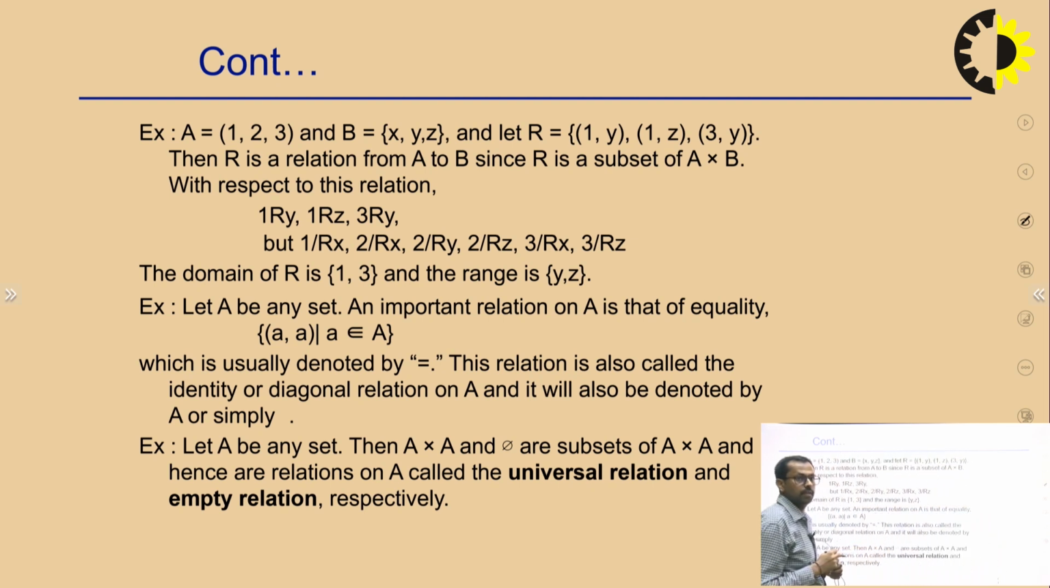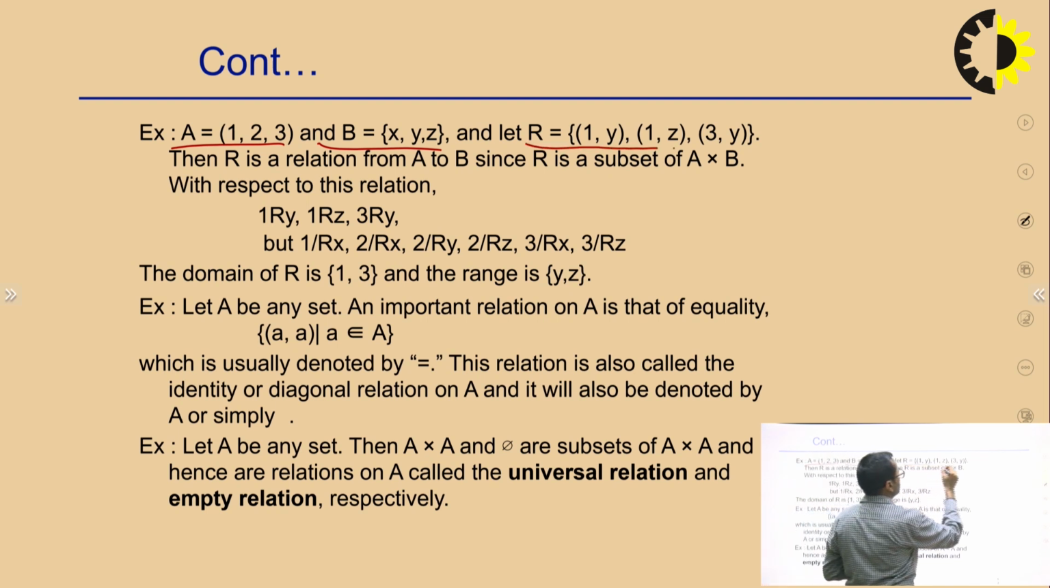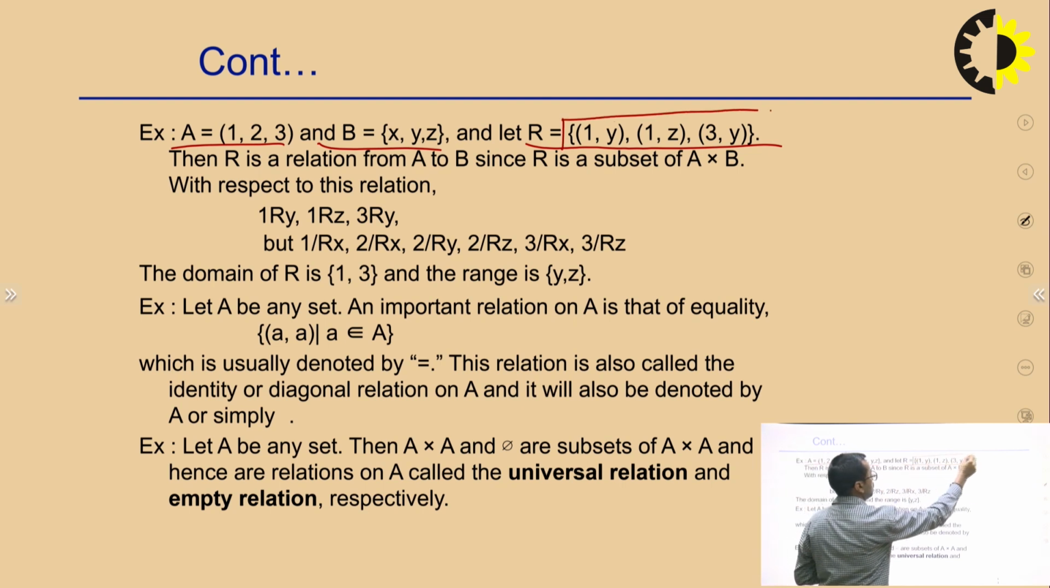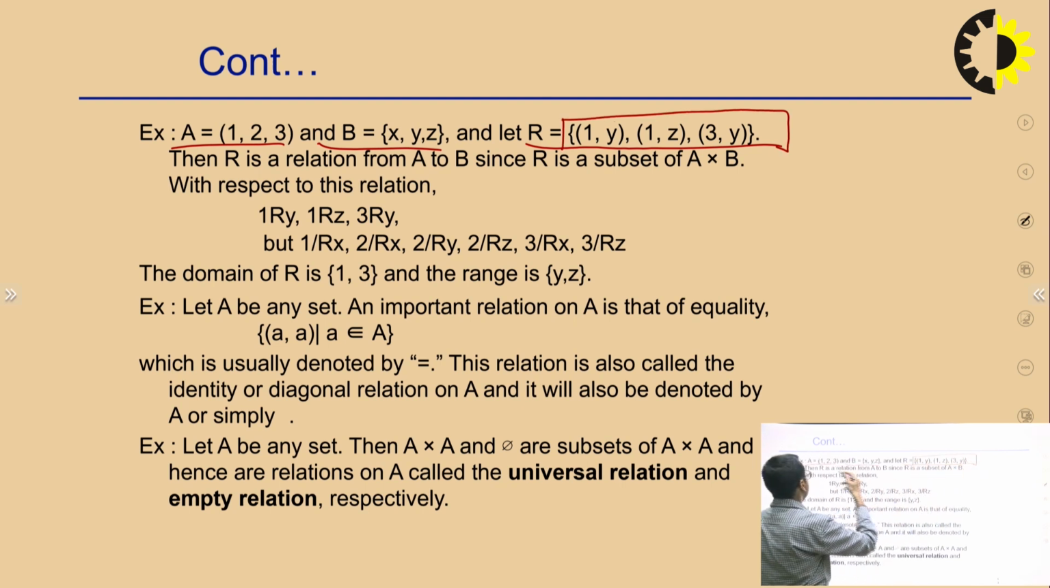For example, A equal {1, 2, 3}, and there are two sets A and B. Set A contains elements 1 to 3 and set B contains x, y, z. Let R be a relation denoted with the values (1, y), (1, z) and (3, y). Then R is a relation from A to B since R is a subset of A cross B. With respect to this relation, we can say 1 R y.